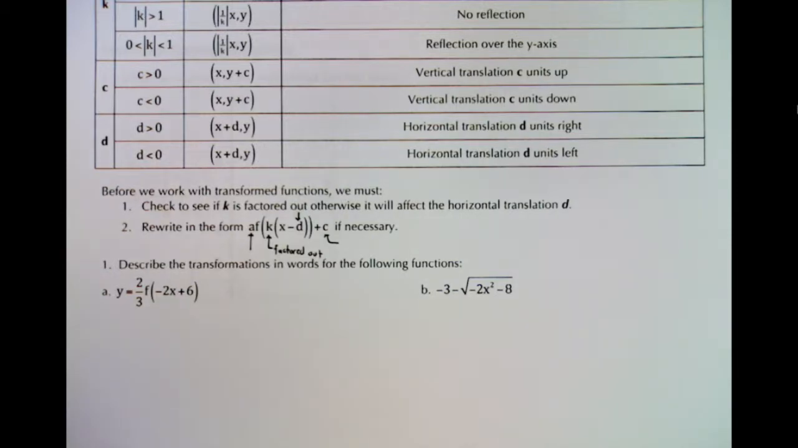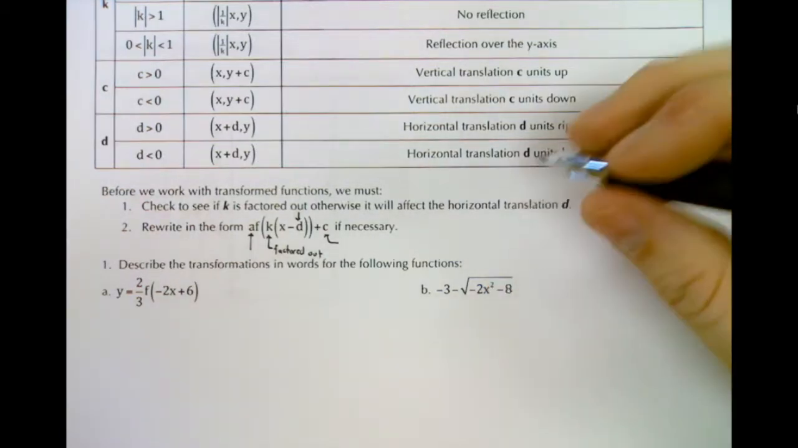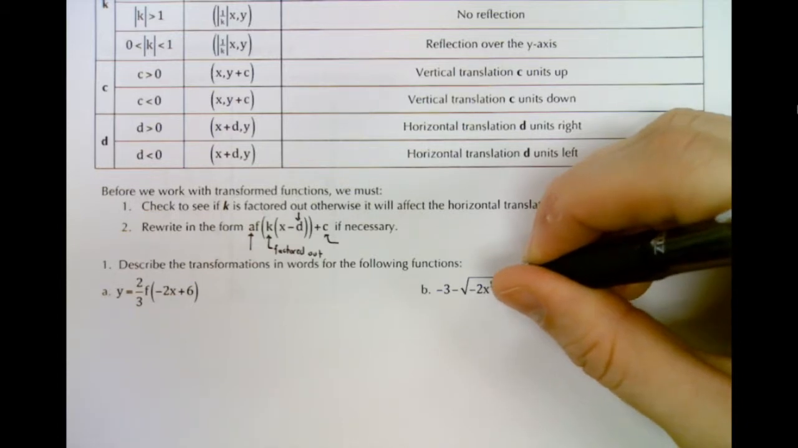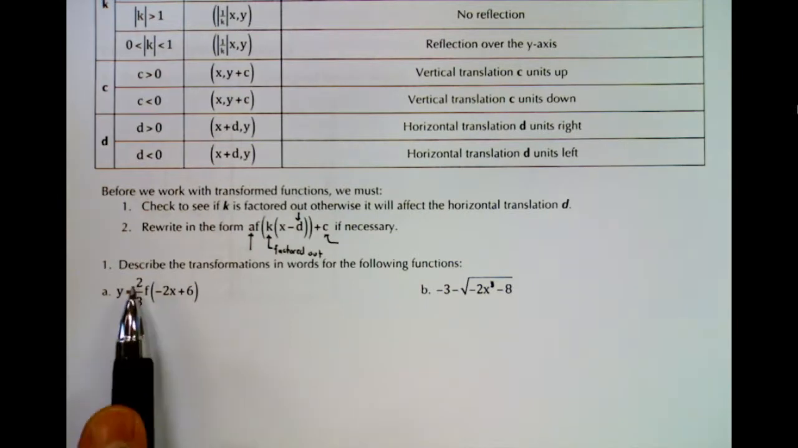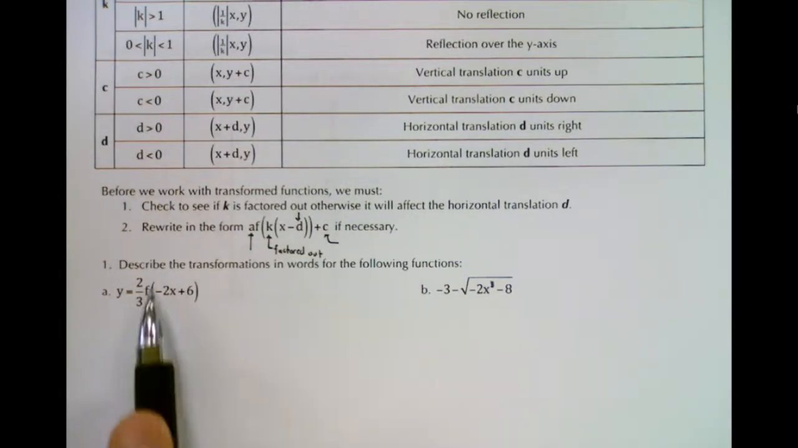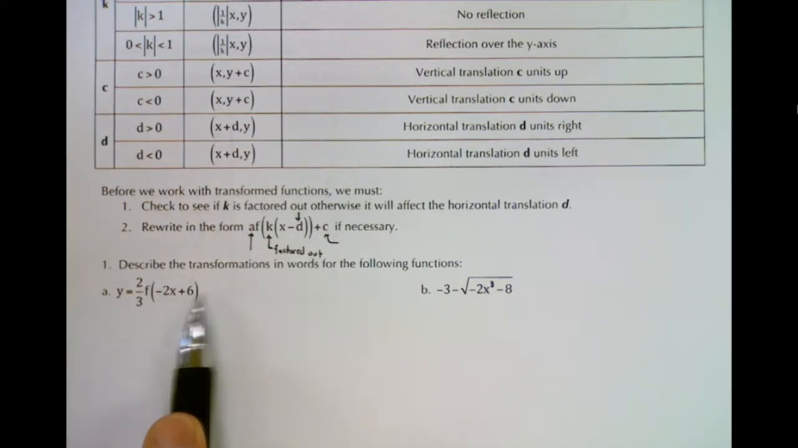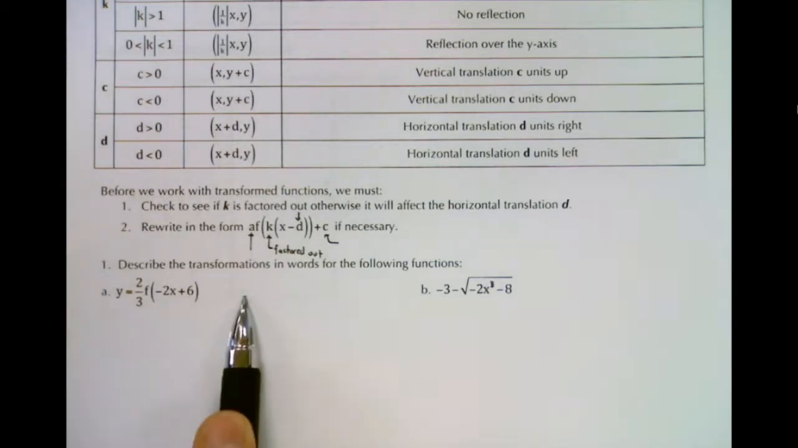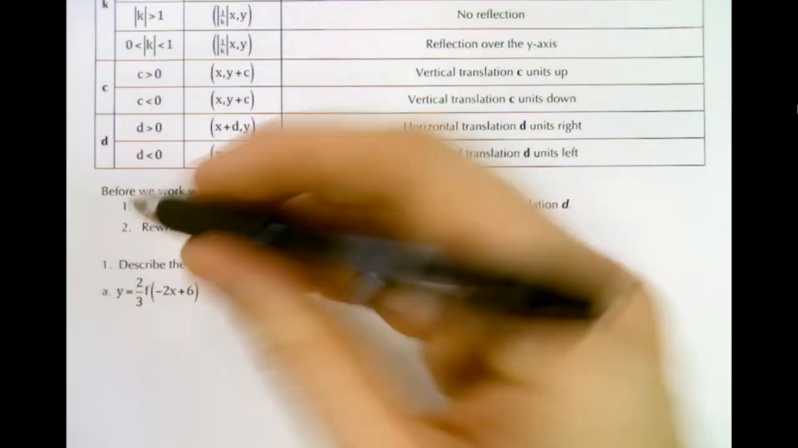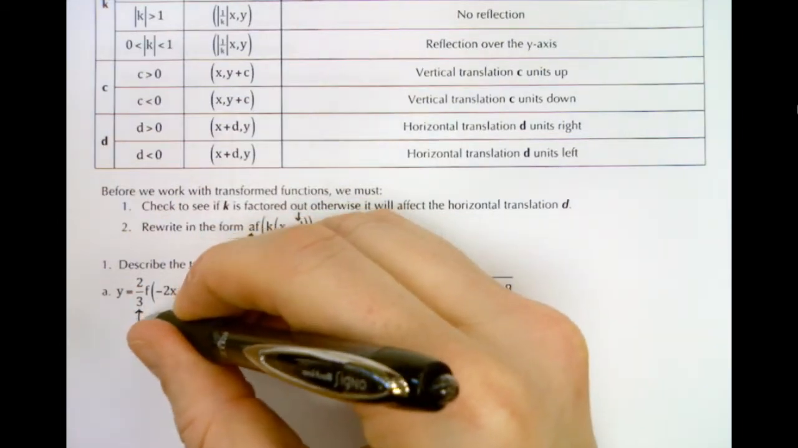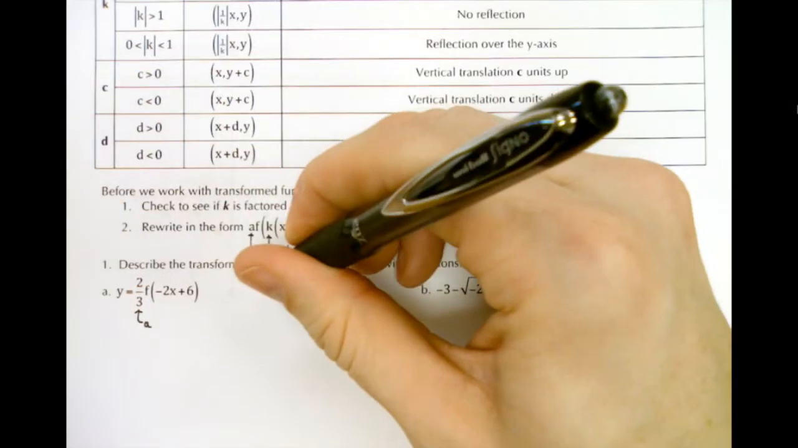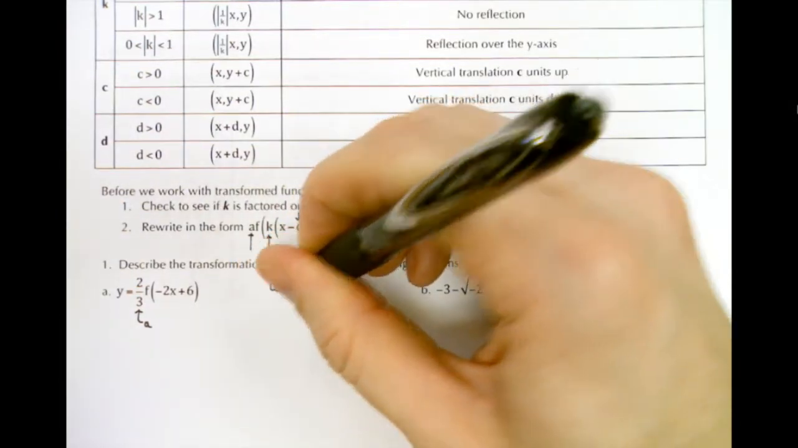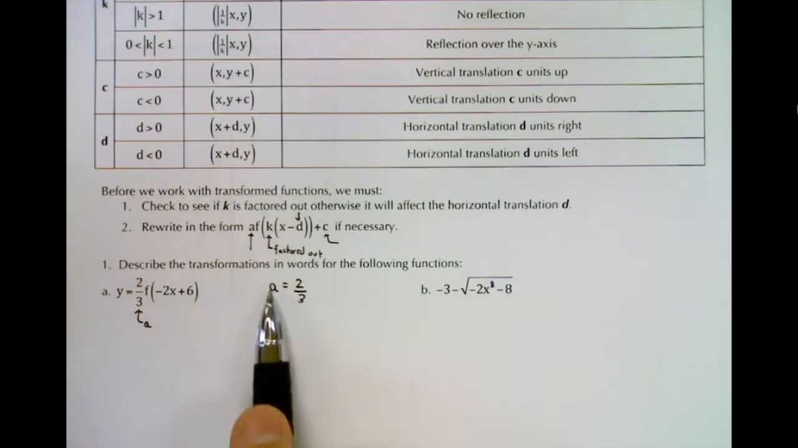Let's take a look. There's a typo here. There should not be a squared. So we're going to ignore that. We've got 2/3 f bracket negative 2x plus 6 and nothing outside here. So right off the bat, we see that there's a multiplier in front of f. That's a. The multiplier in front of f is a. So if we create a little summary chart over here, a is 2/3. And if we can take an a value of 2/3 and translate it into words, we'll know what type of transformation that is.